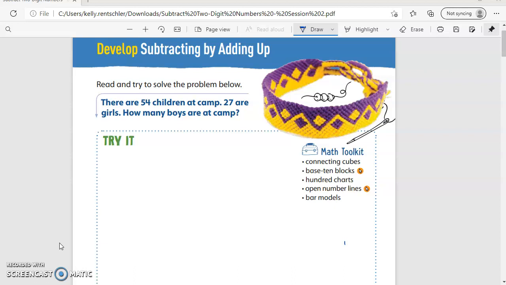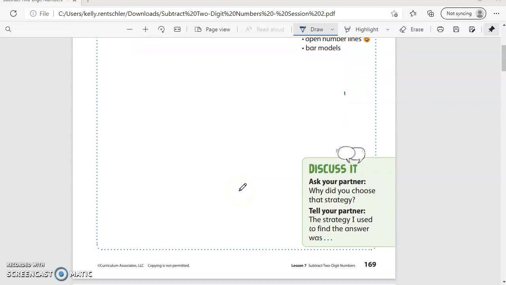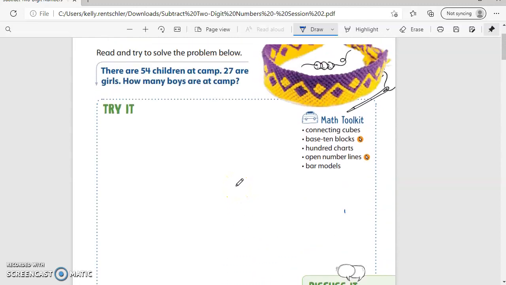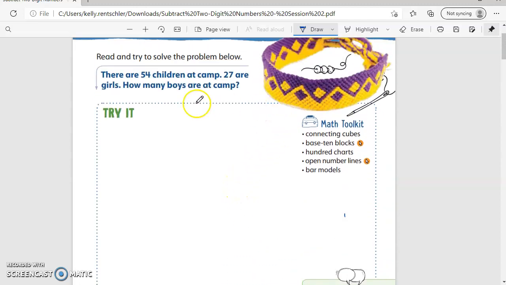We are still practicing our subtraction strategies. Today we are going to use the number line to add up. So first, your page should look like this with this little bracelet, and it should be page 169 down here. 169.